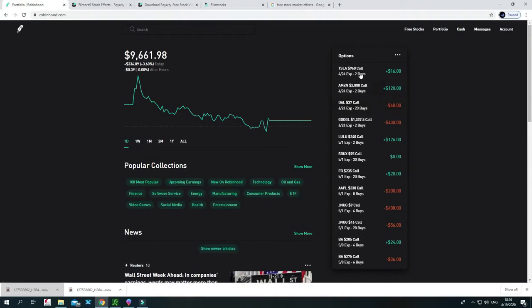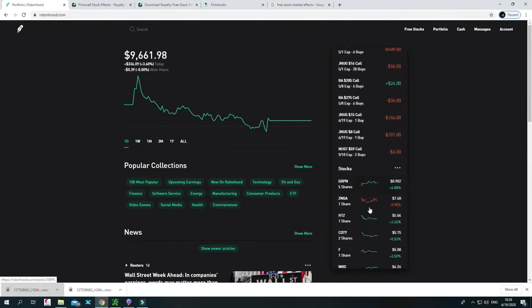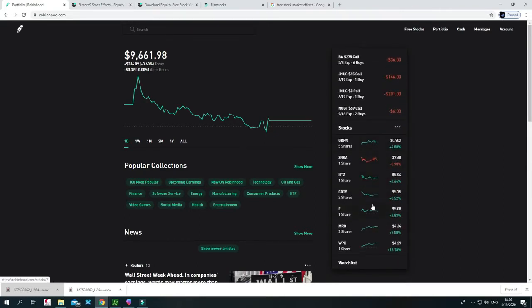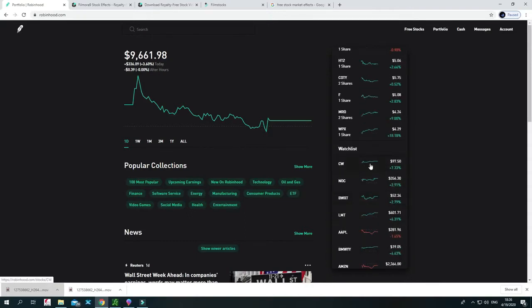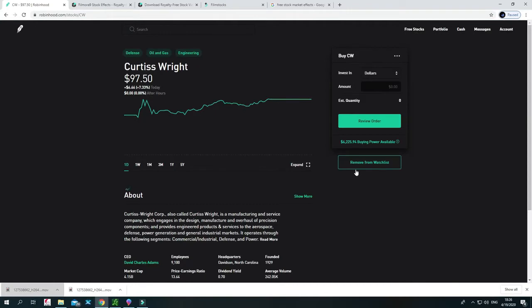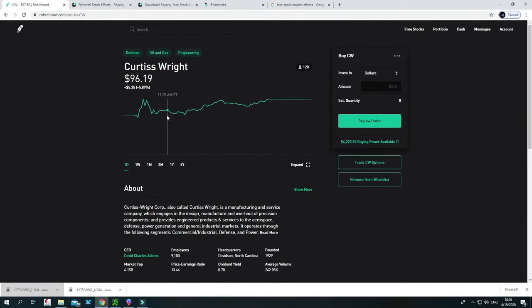Right now I have options: Tesla, Amazon, Delta Airlines, Google, Starbucks, Facebook, Apple, and then when you scroll down, you'll see the stocks that you own, and then your watch list. You can click on the particular stock you want to look at and remove it from or add it to your watch list, and go back home.